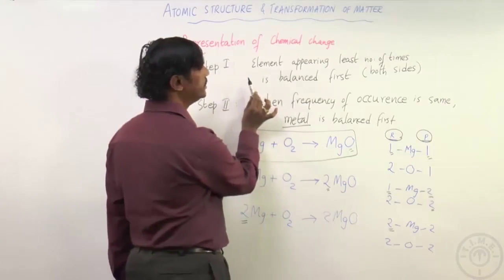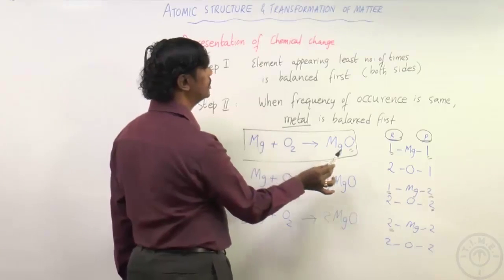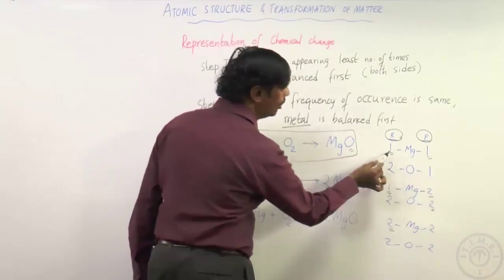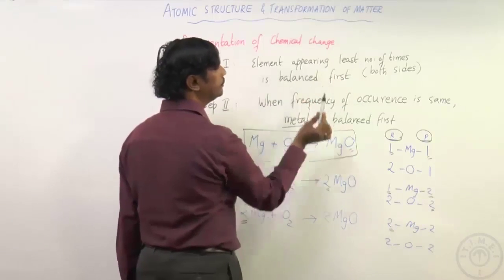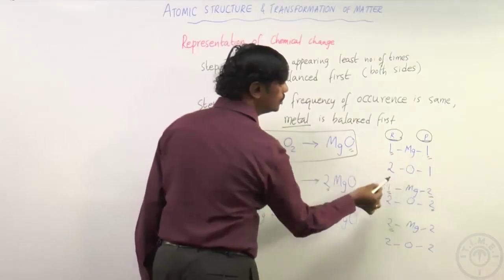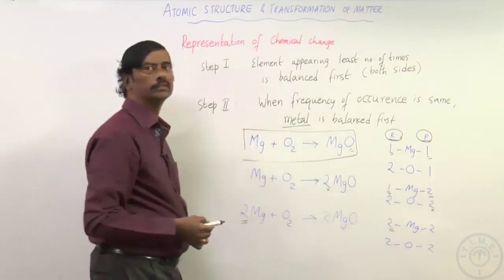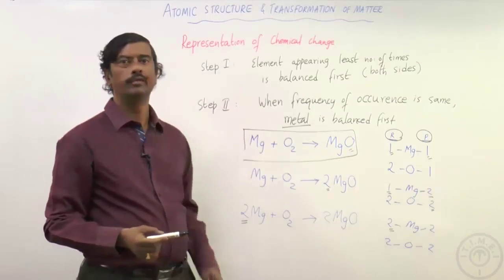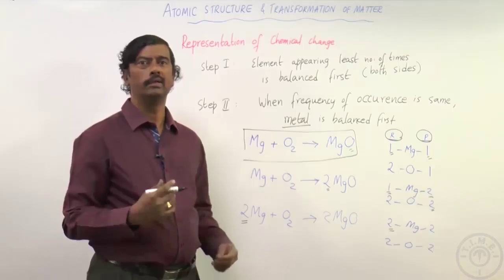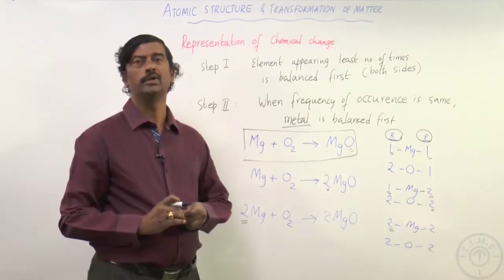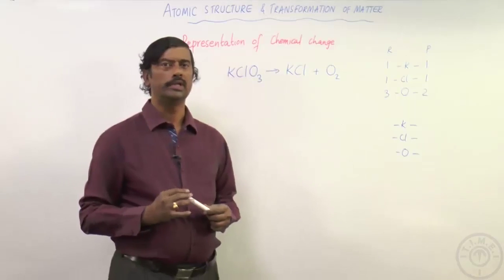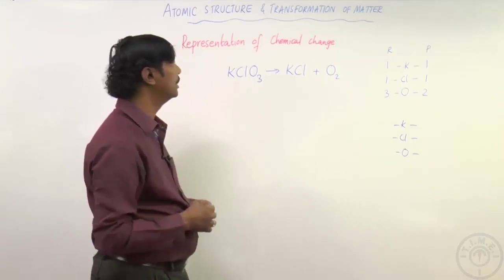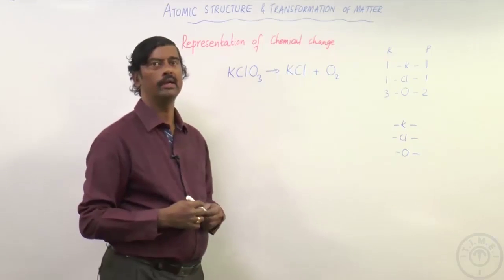Probably the first step is not used here because magnesium is already 1 on both sides. The element appearing the least number of times is balanced first, but it is already balanced here, so we'll have to go for the balance of oxygen. We'll see a few more examples and then make the rule easier to understand and easier to apply. Now, this reaction is potassium chlorate turning into potassium chloride and oxygen.